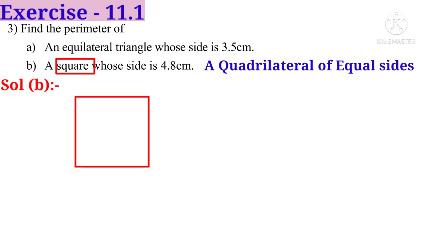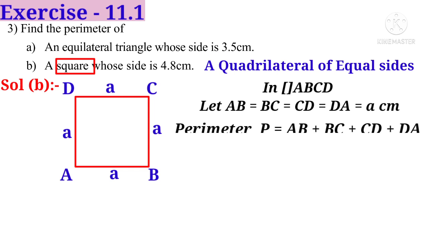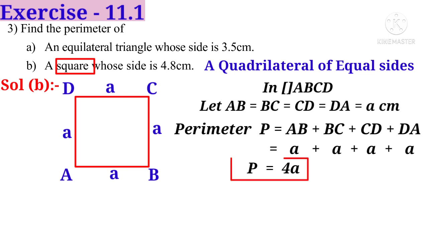Solution B. Let us take a square, that is 4 sides, polygon ABCD. All sides are equal. Let us put the side as small a. So in square ABCD, let AB is equal to BC is equal to CD is equal to DA is equal to small a centimeters. Perimeter P is AB plus BC plus CD plus DA. That is a plus a plus a plus a is 4a.